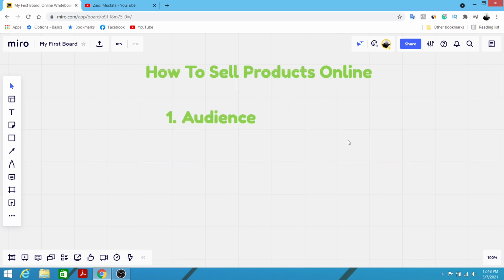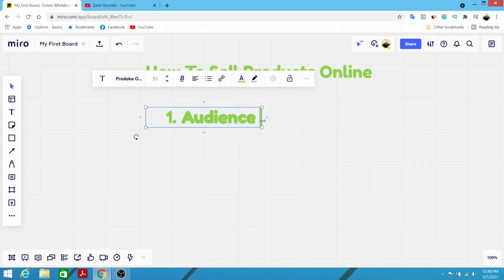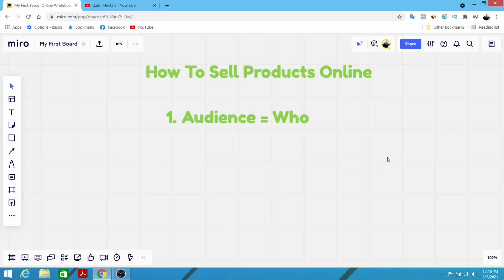This is something a lot of marketers, especially newbies, don't understand. Of course, in order to sell products online, you're going to need to have a product or service, right? Otherwise you will not be able to sell anything. But what if I told you the first thing that you need to think about is actually an audience? Audience is a group of people, right? So audience equals who do you want to sell to? An audience is a group of people who are interested to purchase your product or service.